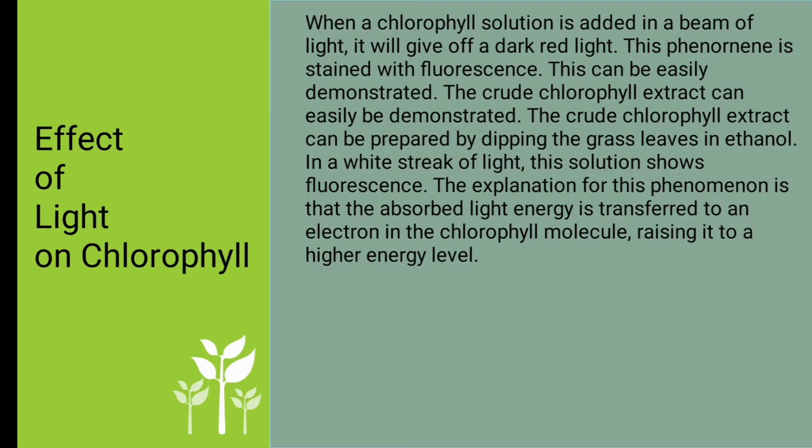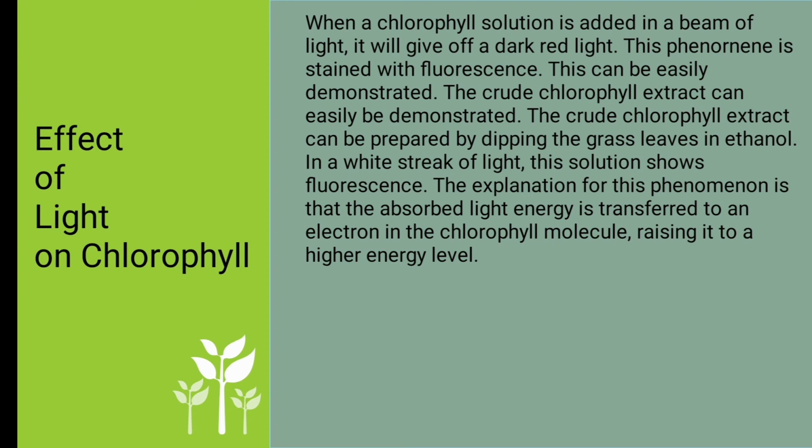Effect of light on chlorophyll. When a chlorophyll solution is placed in a beam of light, it will give off a dark red light. This phenomenon is termed fluorescence. This can be easily demonstrated. The crude chlorophyll extract can be prepared by dipping grass leaves in ethanol. In a white streak of light, this solution shows fluorescence.